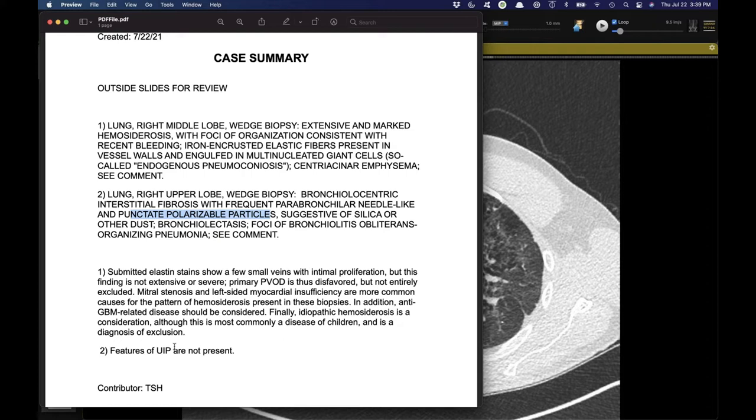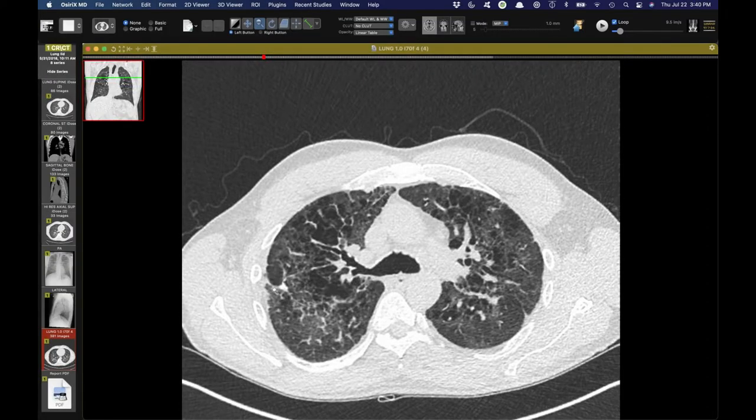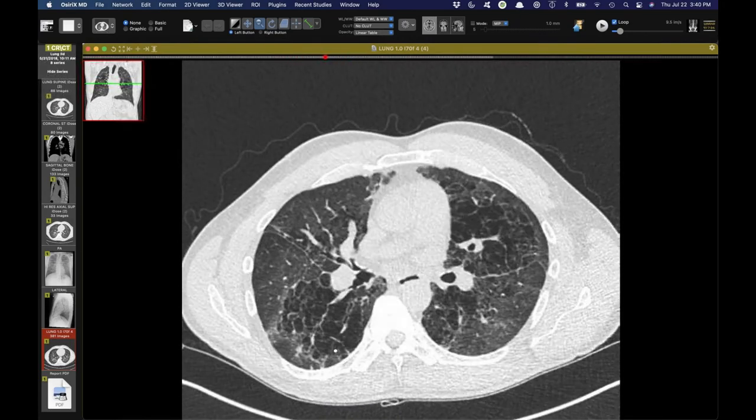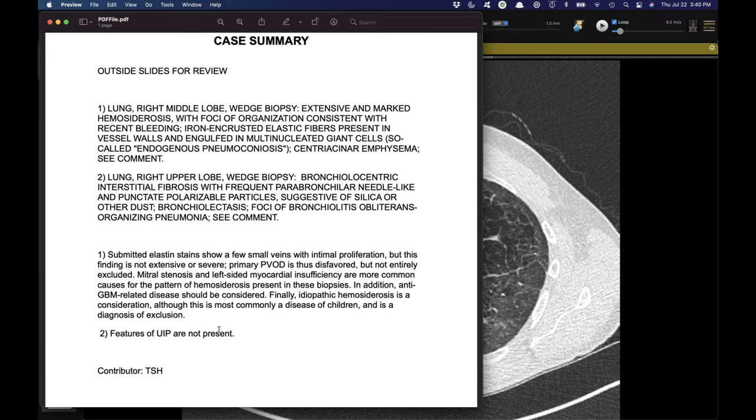Was there any calcification anywhere, Travis? No. Just the staple line here. The pathology report talked about parabronchiolar and other polarizable needle-like particles, and iron encrusted elastic fibers in vessel walls.